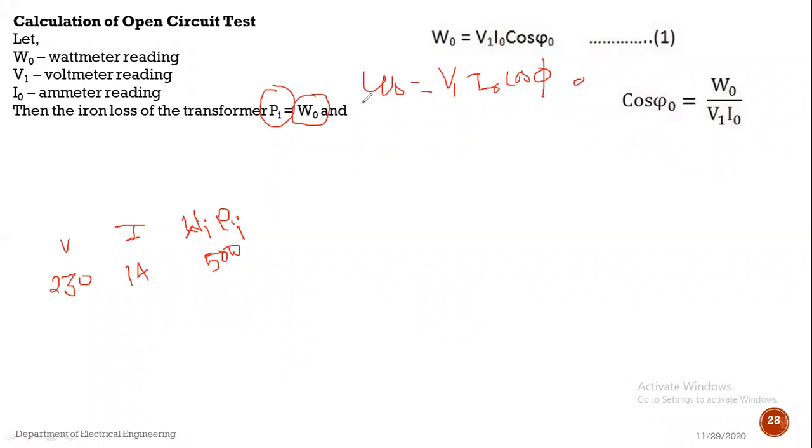OK, so you people having the value of W0, wattmeter reading आहे आपल्याकडे, supply voltage V1 is there, I0 that is no load current is there. According to this we are able to calculate the cos of phi 0. त्याच्यावरून आपण cos of phi 0 calculate करू शकतो. So see, the no load power factor cos of phi 0 is equals to W0 divided by V1 into I0. So हा formula येईल.